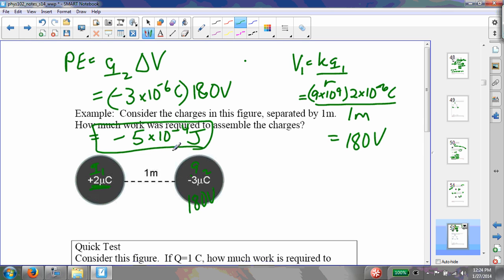Those have positive and negative charges, so I'm going to have a negative potential energy because I have to do negative work to hold them together.